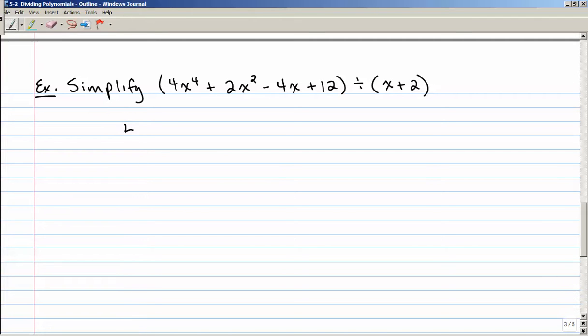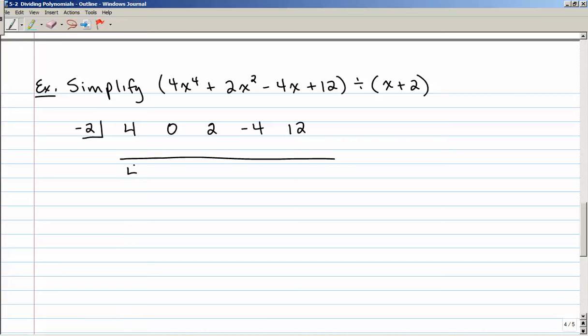So I'll copy my coefficients. The 4 is the coefficient of x to the 4th. I need an x to the 3rd, but I don't have one, so I need to put a 0 there. 2 is the coefficient of x squared. Negative 4 is the coefficient of x. And then I have a 12. In my box out front, since it's x plus 2, I'm going to put a minus 2. Draw my line, and I'm ready to do my synthetic division.